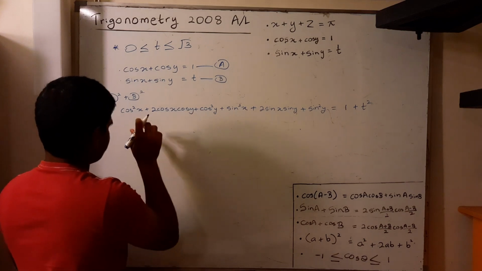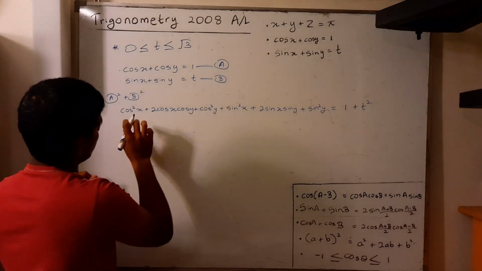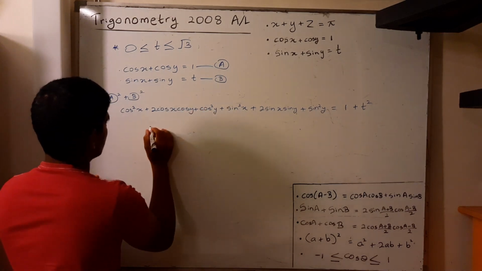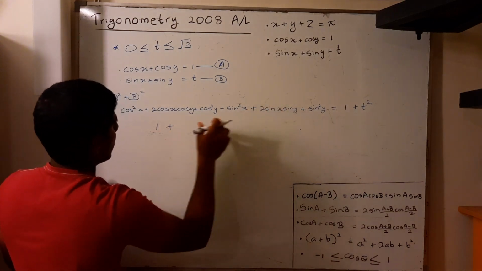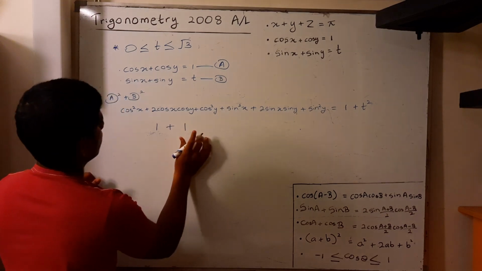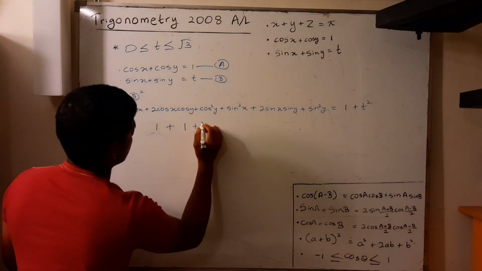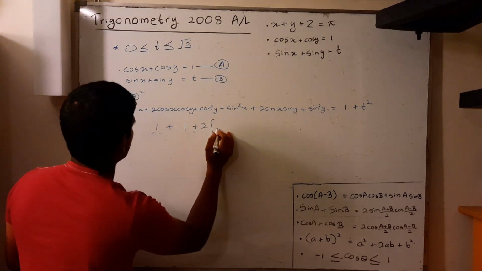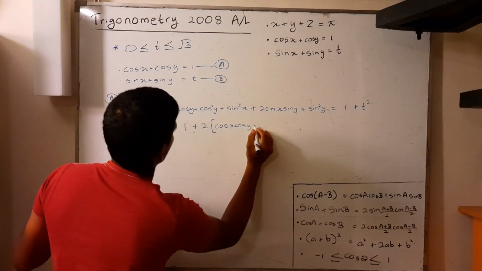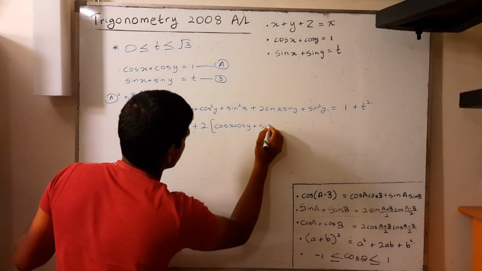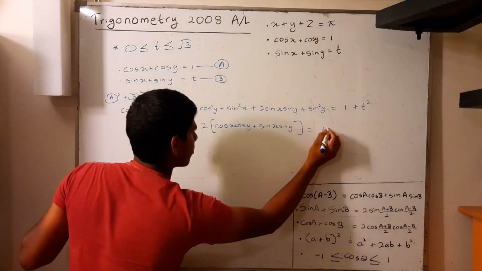So we know that sin squared theta plus cos squared theta is equal to 1. Similarly over here, sin squared x plus cos squared x, we can take that as 1, and then sin squared y plus cos squared y can be considered as 1 again. So 1 plus 1, and then we are left with these two terms. So I am going to take the common 2 out and keep this as 2(cos x cos y plus sin x sin y) equals 1 plus t squared.